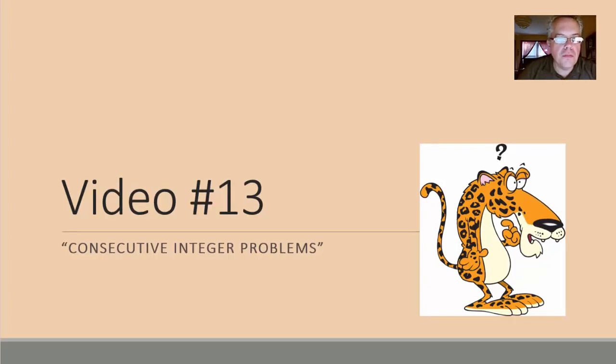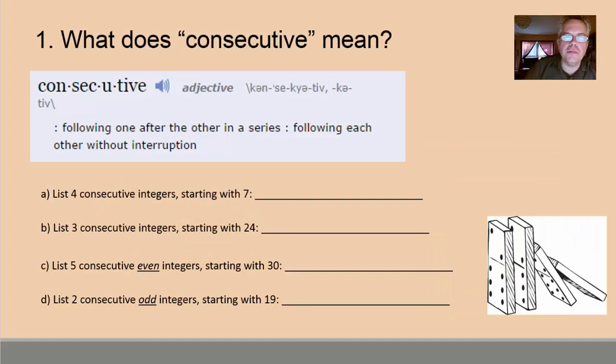Here we go. First, we want to consider what consecutive means. Things that are consecutive follow one another in a series, following each other without interruption. So that's the dictionary definition, but I'll explain what we mean by consecutive integers. So let's make a list.